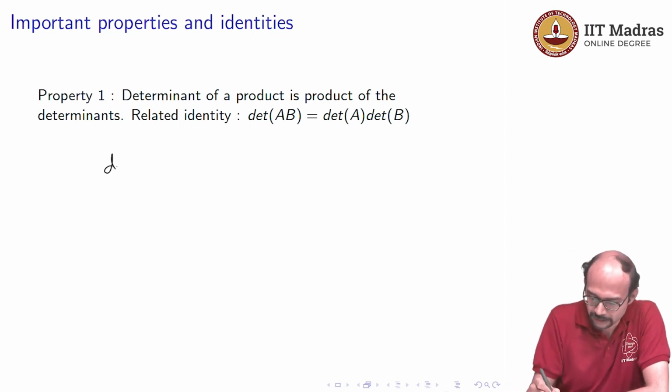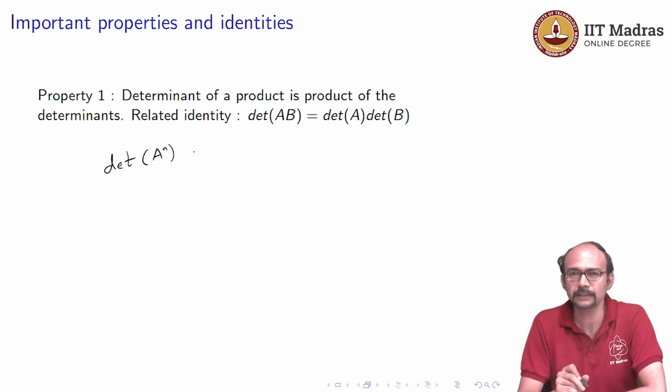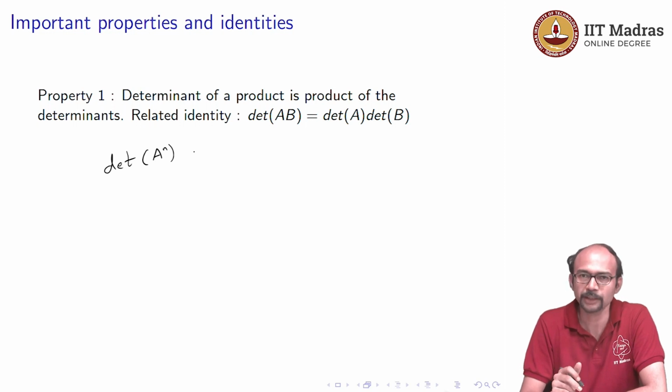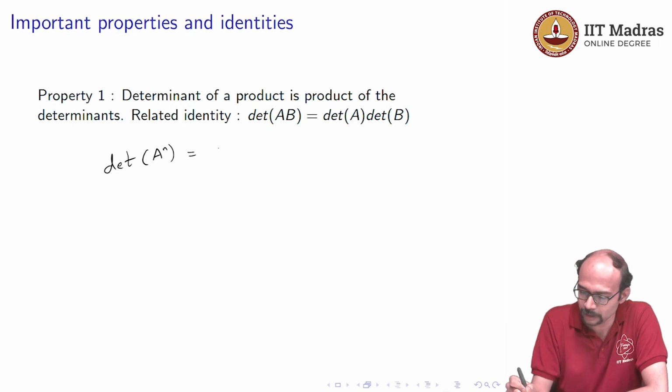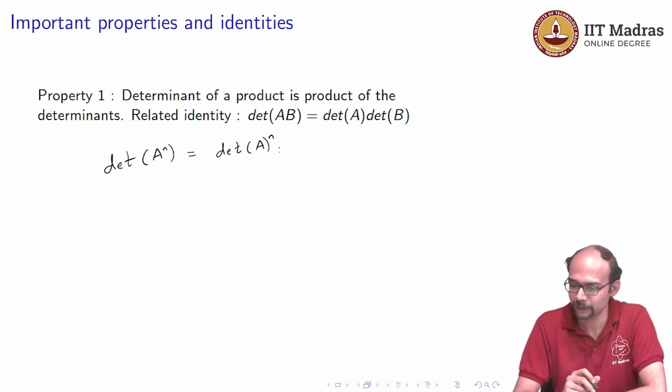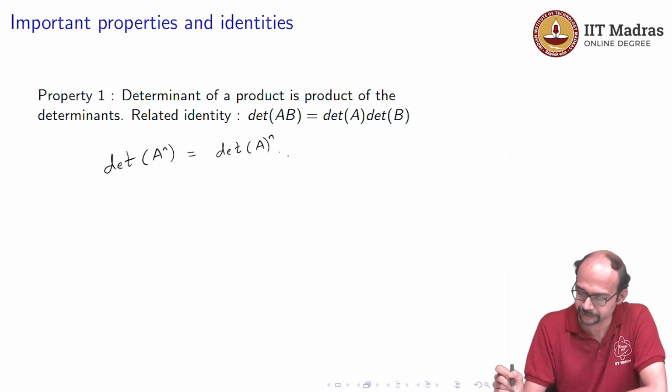So the first thing that we can do is we can ask, if you take the power of a matrix, of a square matrix, of course, namely you do A squared, A cubed, A to the power 4, A to the power n in general, then what happens to the determinant? And what this identity tells you is that you can take this power out. So determinant of A to the power n is determinant of A to the power n.